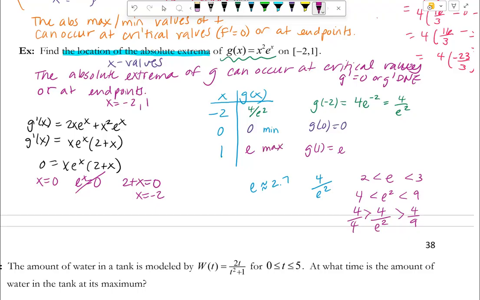So we don't necessarily have to show that work or that thinking out to the side. We just have to know for sure that e is greater than 4 divided by e squared.